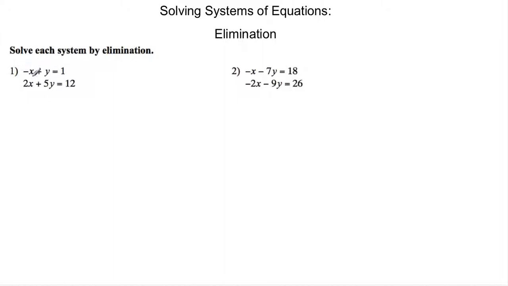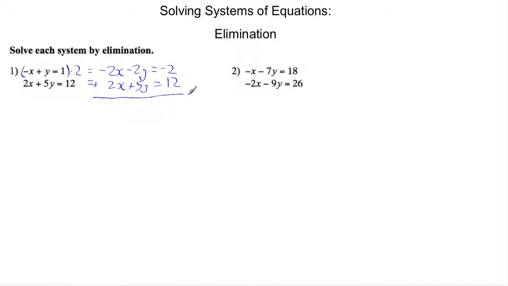So here, if I look at these x values and these y values, I can see that they're multiples. If I multiply this x by 2, I'm going to get a 2x here. So why don't I do that? I'm going to multiply this whole top equation by 2. And so I get negative 2x minus 2y is equal to negative 2. This bottom equation is still 2x plus 5y is equal to 12.